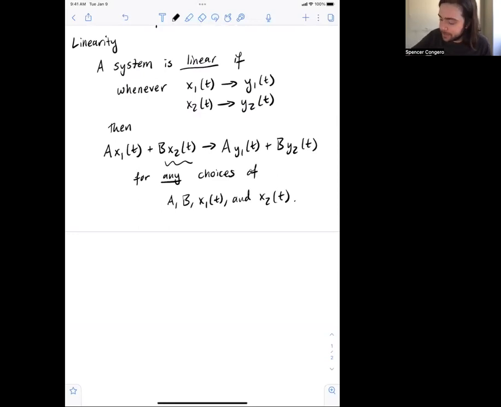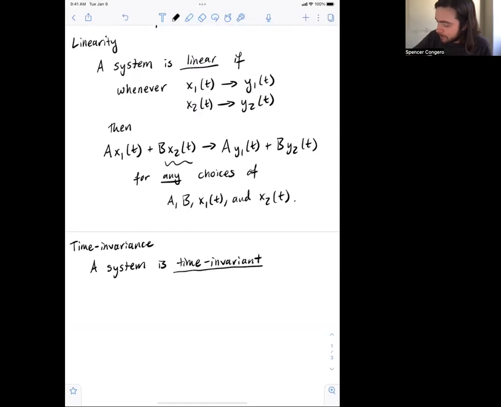How about time invariance? Well, a system, again, it's a property of systems. A system is time invariant if, it's going to be a similar thing, whenever I have some input x of t and it produces some output y of t, then let's just think for a moment about what do you think the output should be from this input?